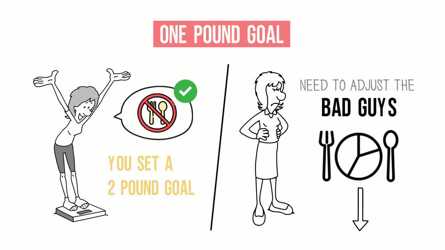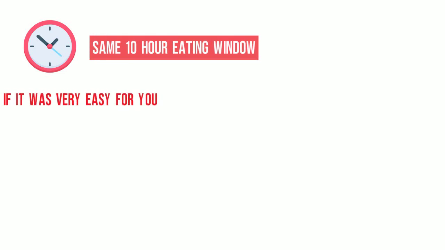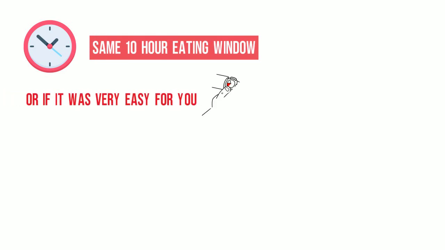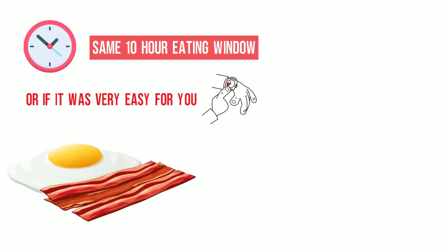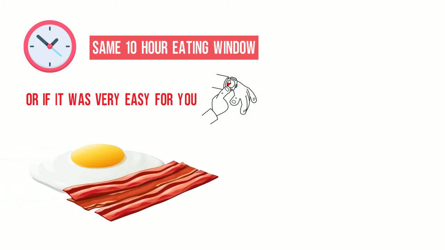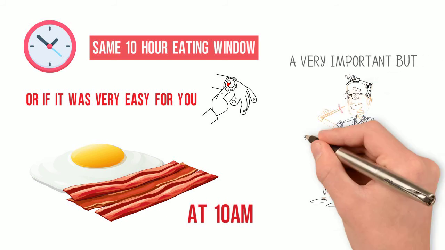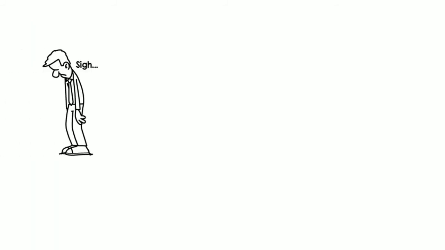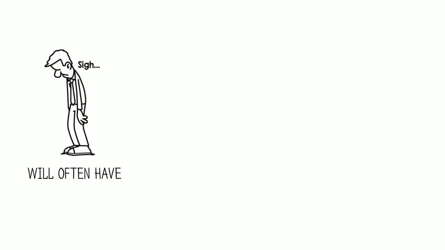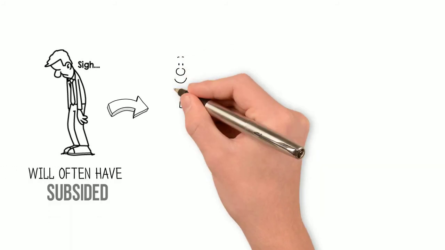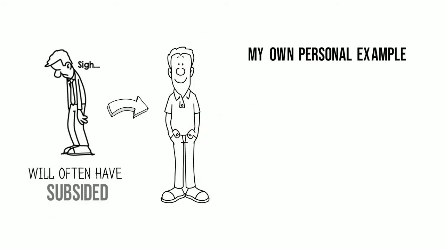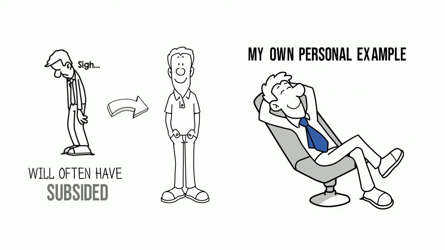See links below. In the next week, just stay within the same 10-hour eating window, or if it was very easy for you, extend the fasting window by a further hour. In the above example, you will then eat at 10 a.m., but, and this is a very important but, only if you are hungry. That is because the hormones that make you feel hungry will often have subsided, and you simply will not feel hungry. My own personal example is that I now never feel hungry until around 1 to 2 p.m.